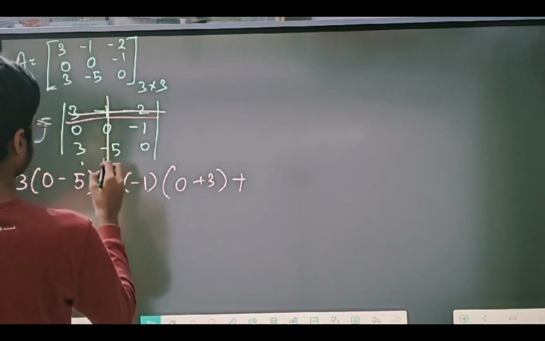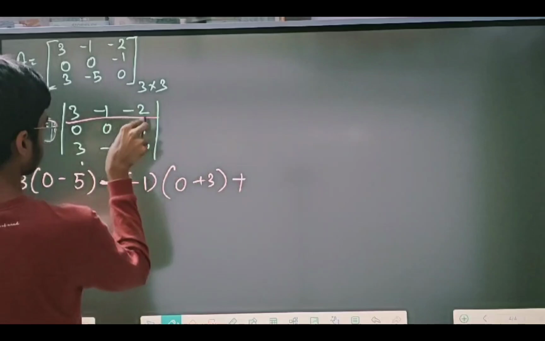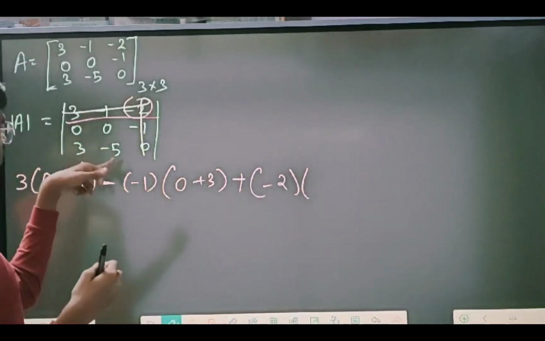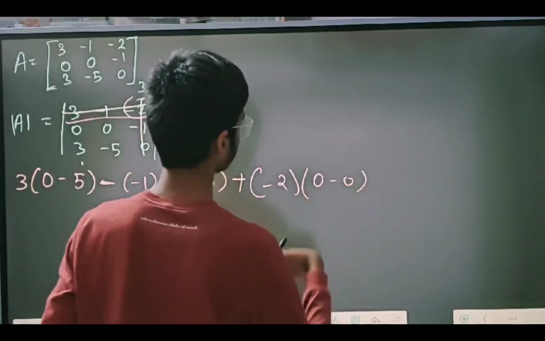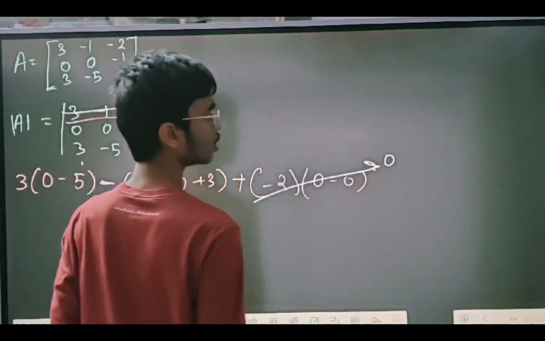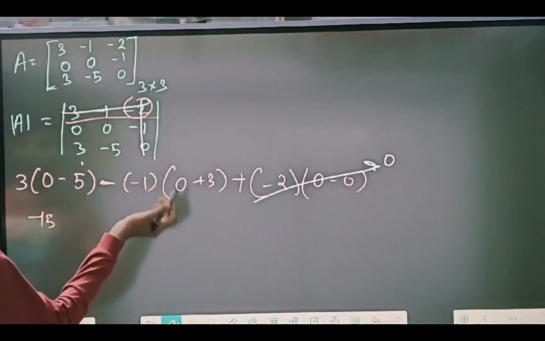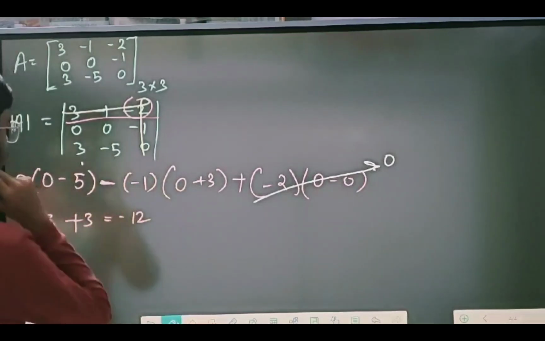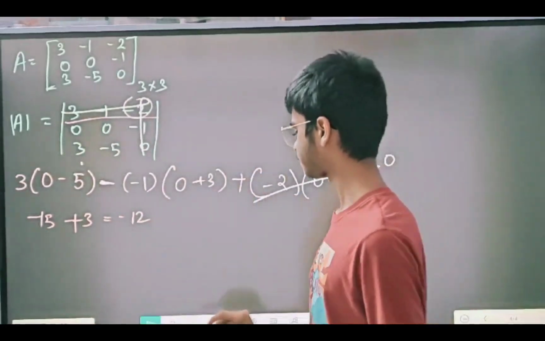So here I'm going to select this and this, and delete, since I've taken this element. So minus 2 into this one, which is 0. Here also it is 0. So 0 minus 0 is 0 only. This total term itself can be cancelled out to 0, and this one is going to be minus 15, and then this one is plus 3, which is equal to minus 12. So the value of the determinant of this matrix is minus 12.